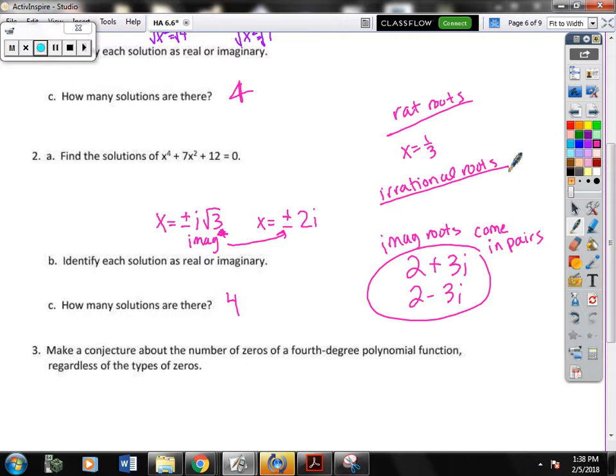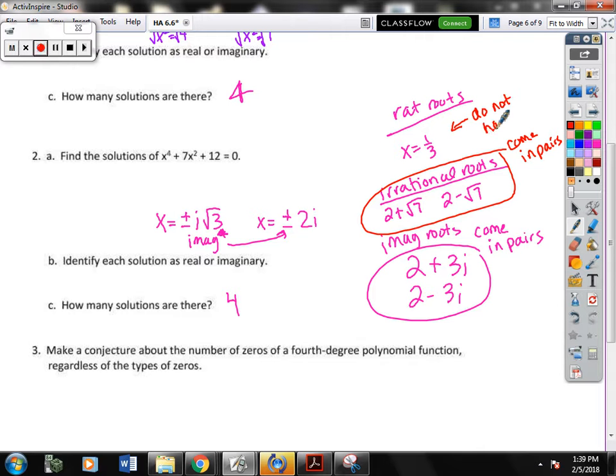Your irrational roots also come in pairs. Those would be your 2 plus the square root of 7 and 2 minus the square root of 7. So these would also come in pairs, or sets of 2. If you have one, you have the other, as long as it satisfies that the coefficients are rational, which they always will be when we're doing these. But your rational roots do not have to come in pairs. They can come in singles. Just 1/3, just 2, just 5.